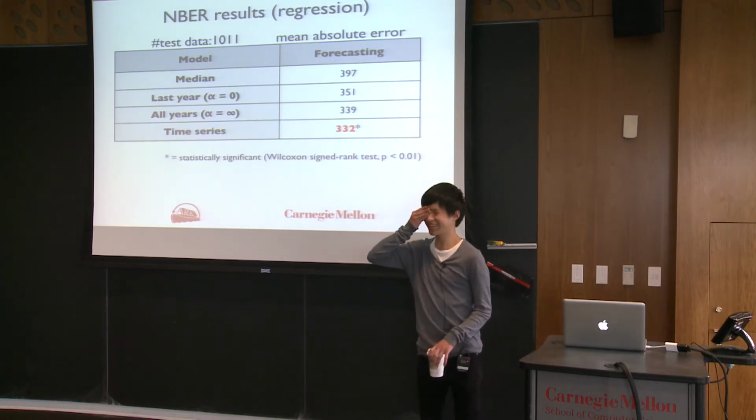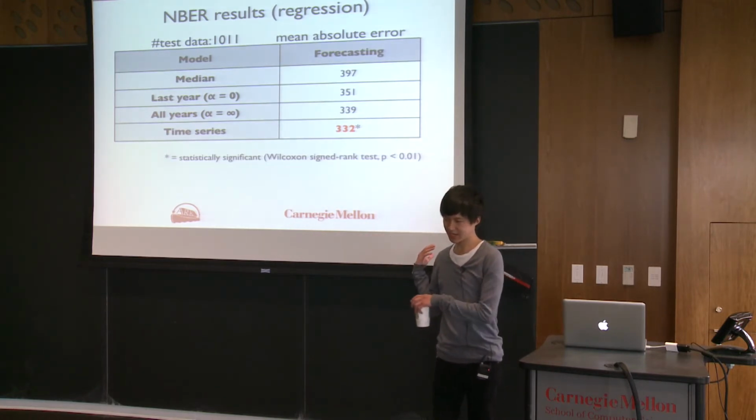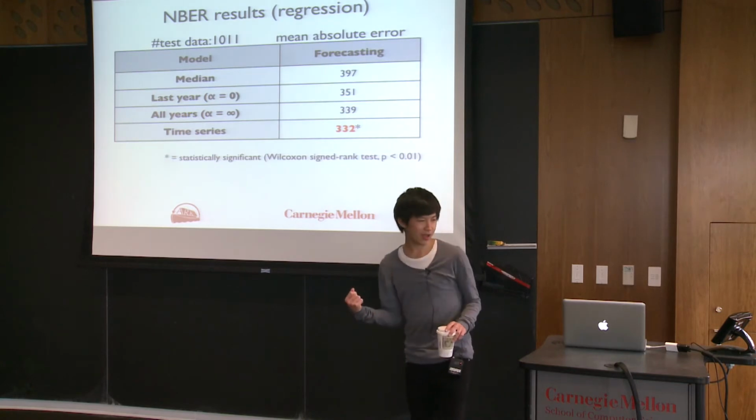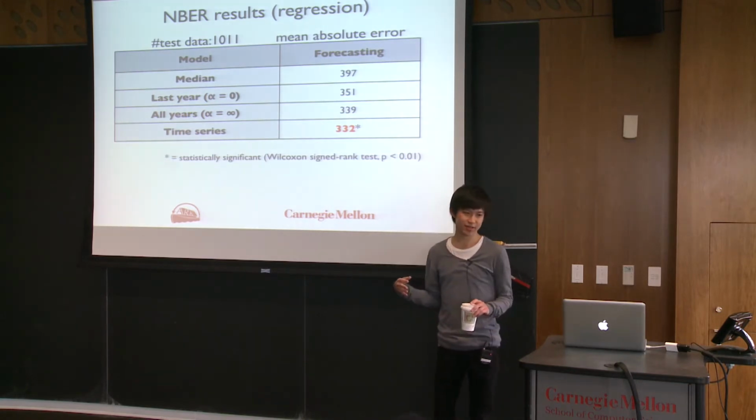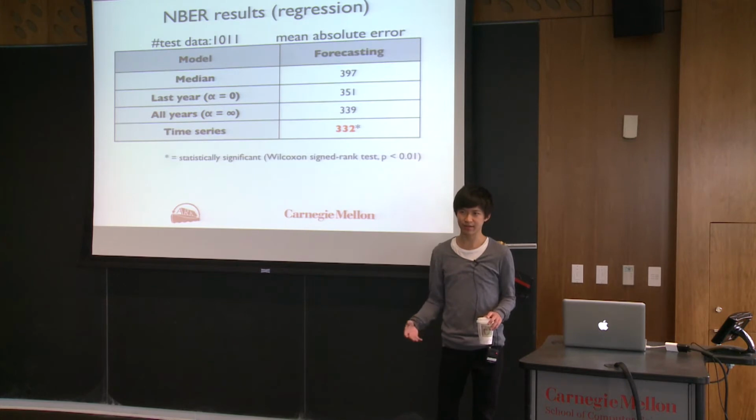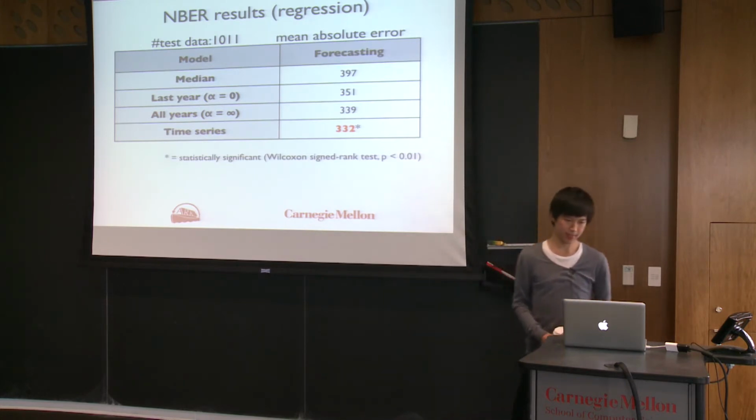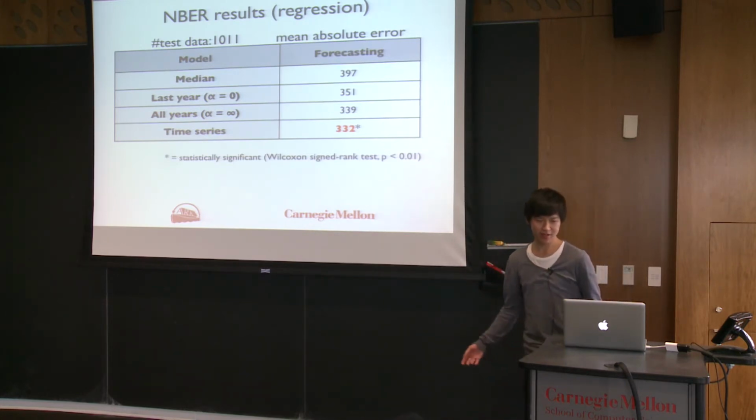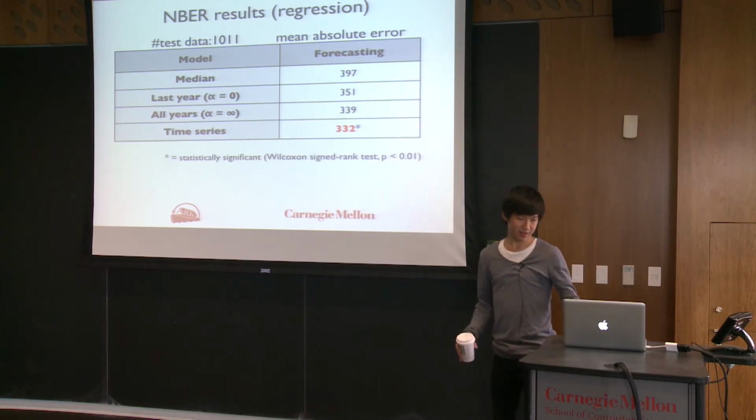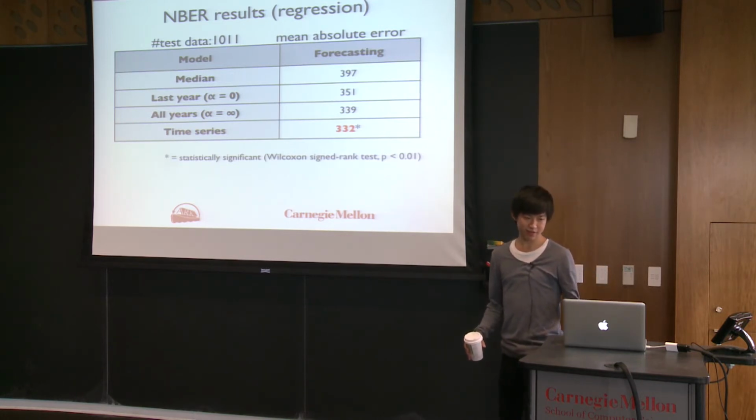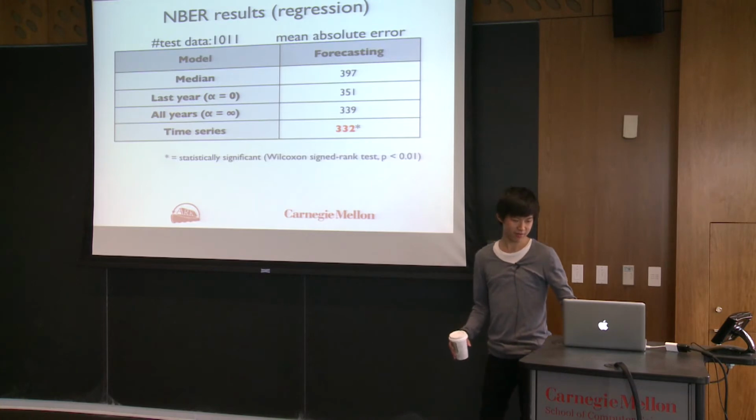Last year is ridge regression trained only on the previous year. And all years is ridge regression trained on the entire data set. And time series is, of course, our model. And we can see that we do better than competing models, and the improvement is significant.